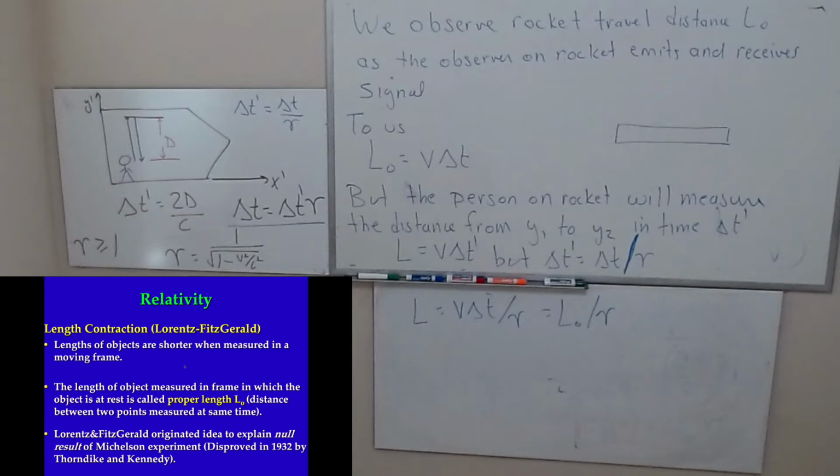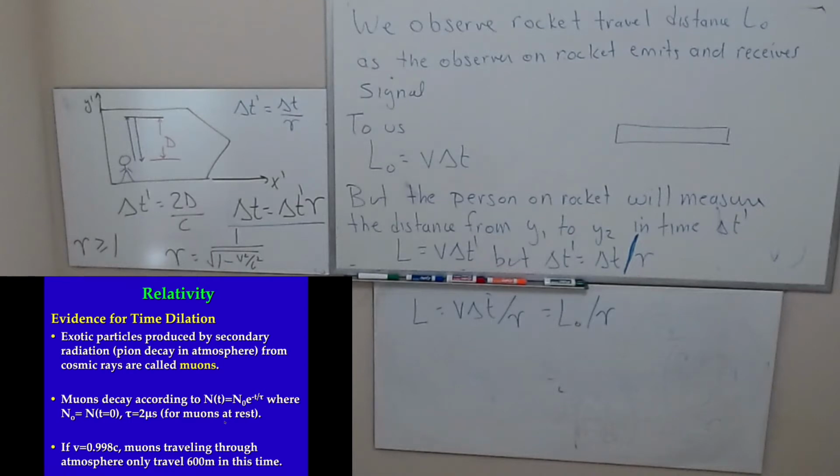Lorentz and Fitzgerald originated the idea to explain the null effect of the Michelson-Morley experiment, but then it was disproved later. So the idea of length contraction really came from Lorentz, but they used it for a different reason. That's why it's called Lorentz contraction.